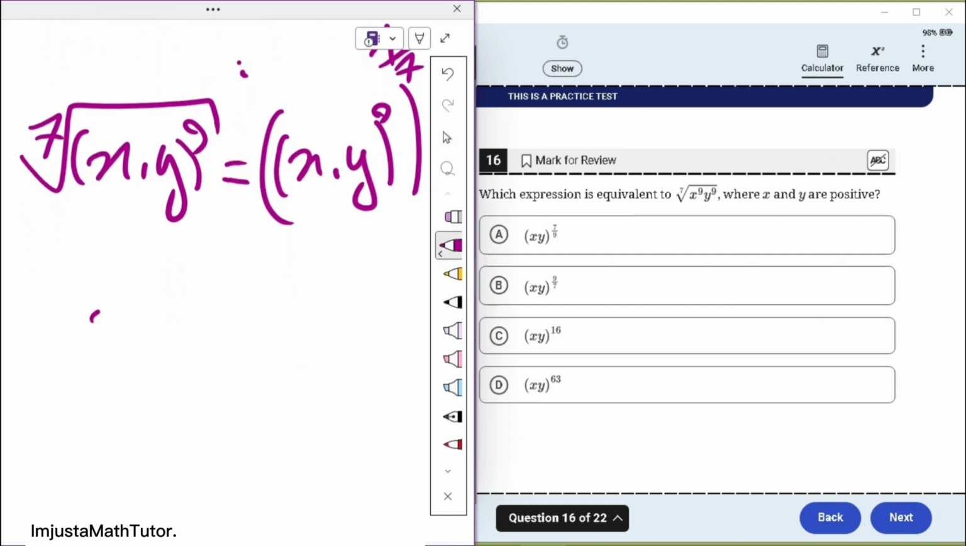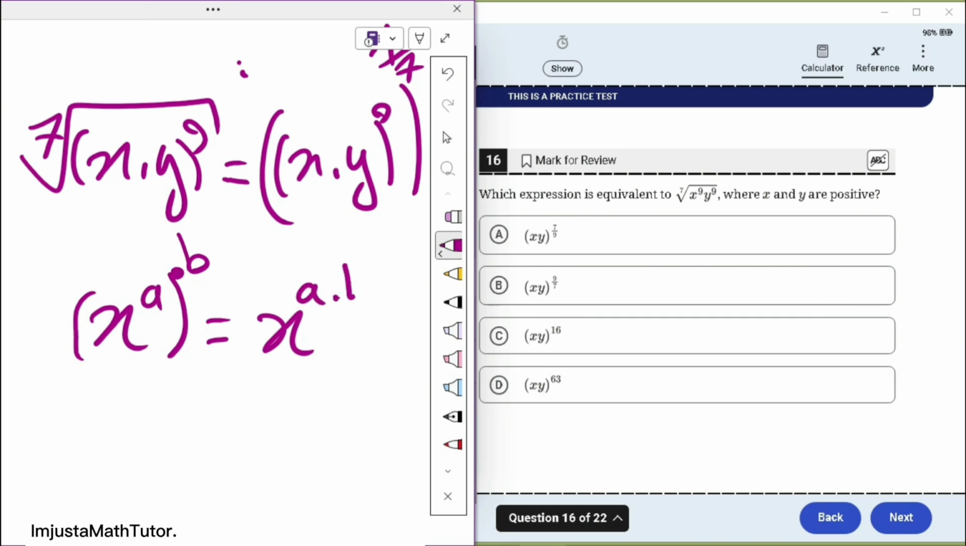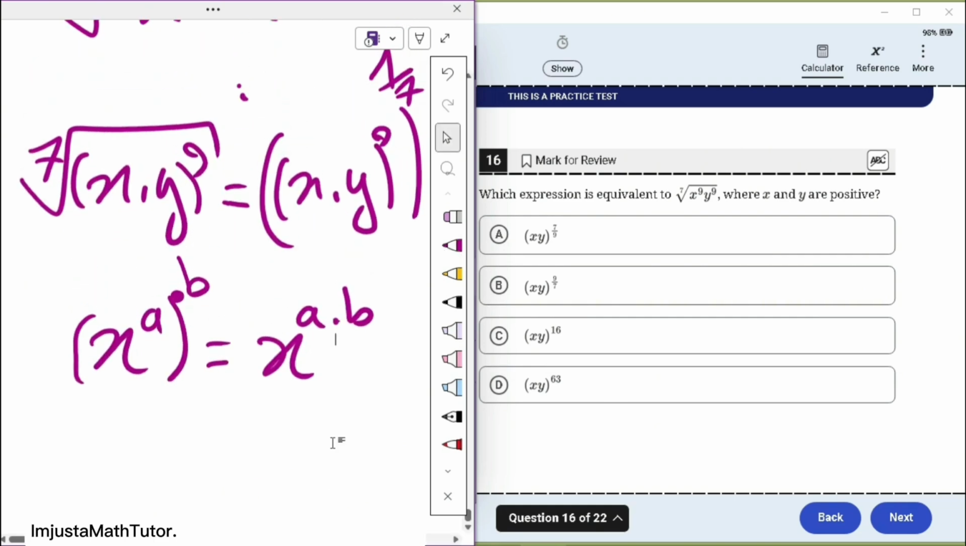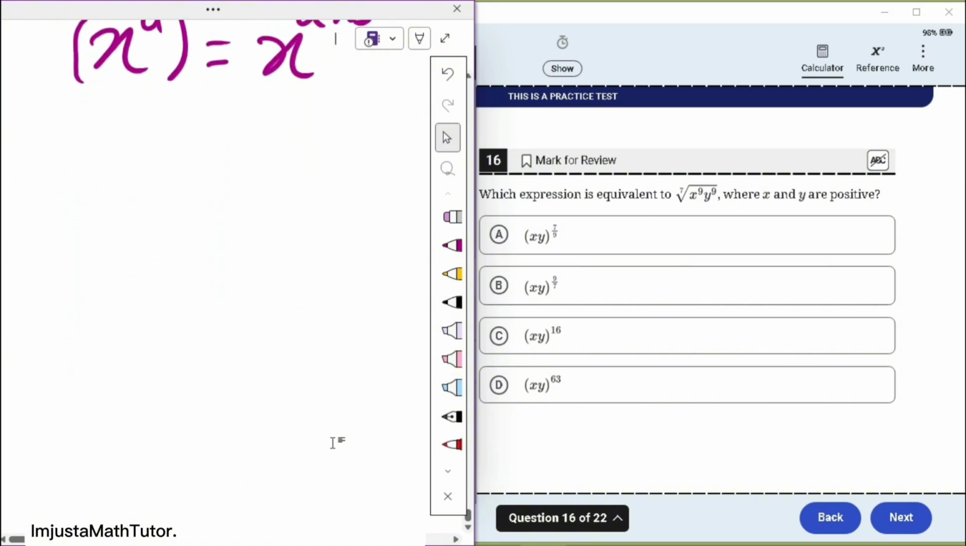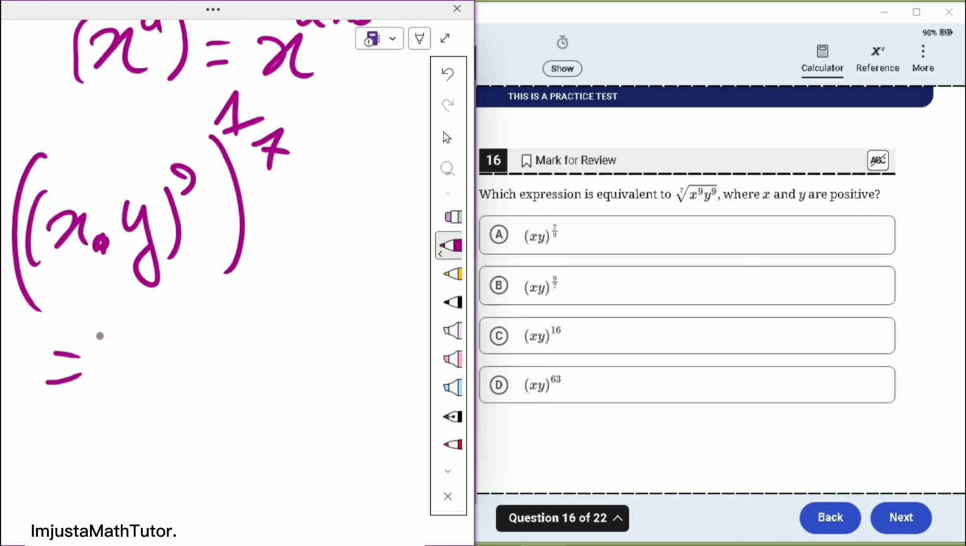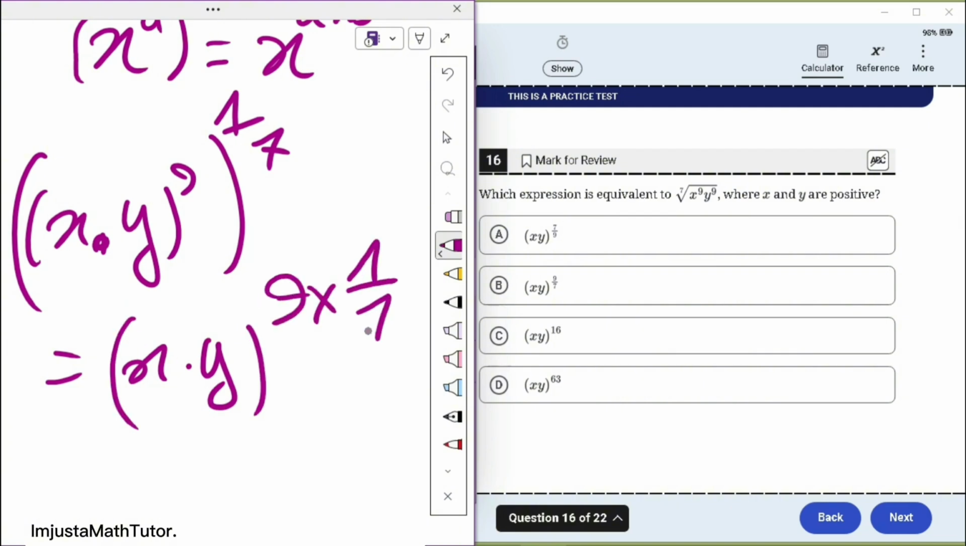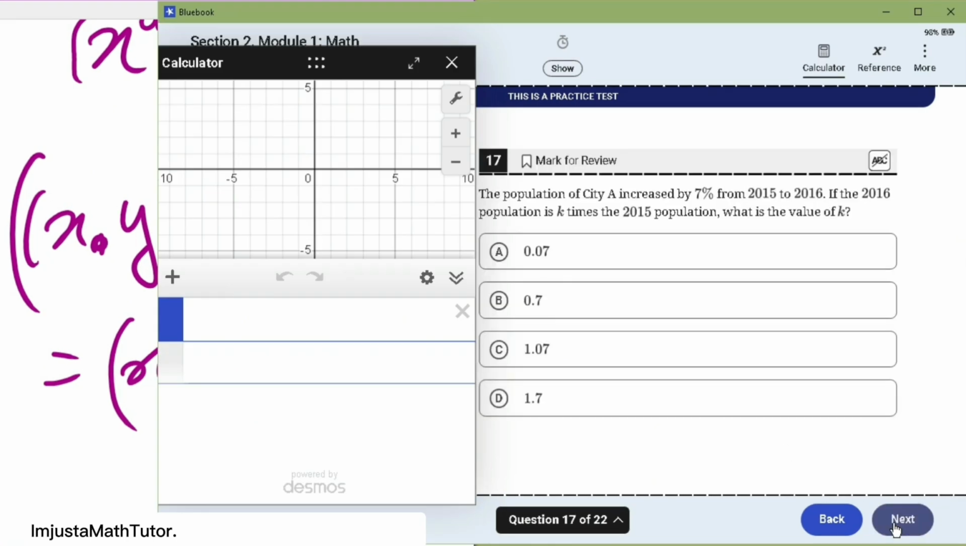Now we have another rule that says if we have x to the power of a, and all of this is to the power of another number, let's call it b, it's going to equal x to the power of a times that number. Okay, so let's apply this here. 9 times 1 divided by 7. x times y to the power of 9 times 1 divided by 7, which gives us 9 divided by 7. Let's look at this in our options. We notice that it's option B.